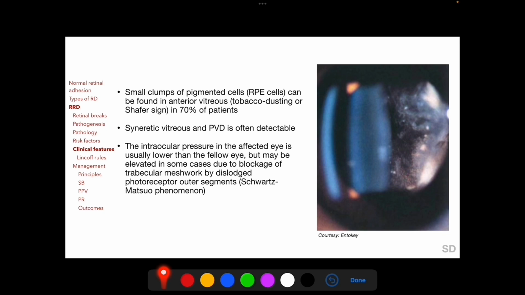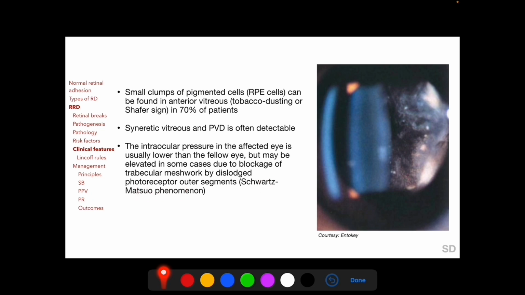On slit lamp examination, small clumps of pigmented cells, which are actually RPE cells, can be found in the anterior vitreous in 70% of patients with RRDs, as seen here in this clinical photograph, and this is called tobacco dusting appearance or Shafer sign. Syneretic vitreous and PVD is often detectable in eyes with RRD on slit lamp examination, and intraocular pressure in an eye with RRD is usually lower than the fellow eye but may be elevated in some cases due to blockage of trabecular meshwork by dislodged photoreceptor outer segments, which is called the Schwartz-Matsuo phenomenon.